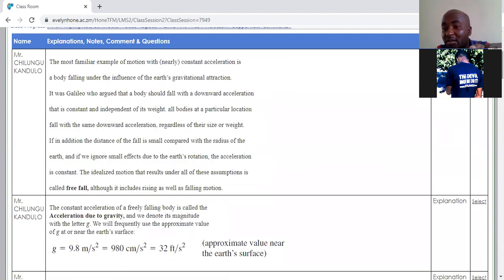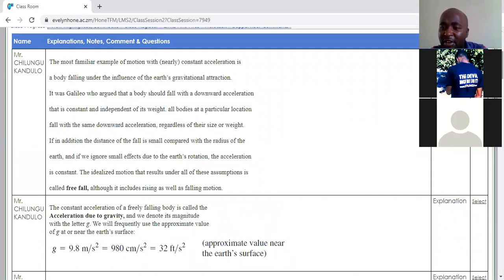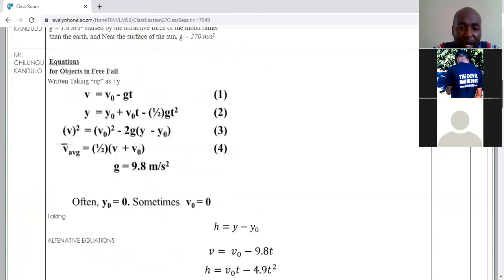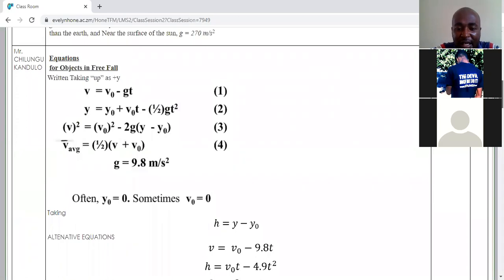So the only important thing to note, guys, is that when you throw something up, it has a positive velocity, and if it's above where you threw from, it also has a positive displacement. Then if something is coming down, the velocity is negative. When it goes below where you threw from, then the displacement is negative. So I've used y minus y naught here, which is also a height.